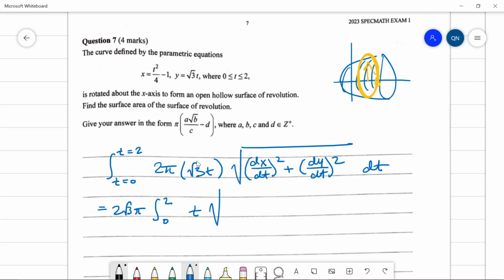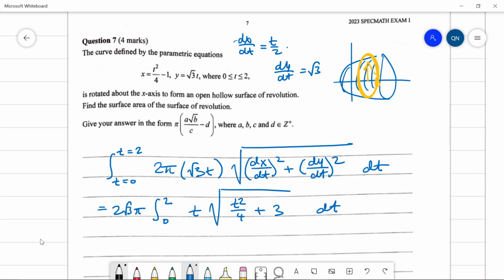So dx over dt squared. What is that going to be? dx on dt is going to be t on 2. Right, should just be t on 2. So we have t squared on 4. And then plus dy on dt, what's that going to be? It's just going to be root 3. So dy on dt is just root 3. So you square that, it becomes 3. And then dx on dt looks fine to me.